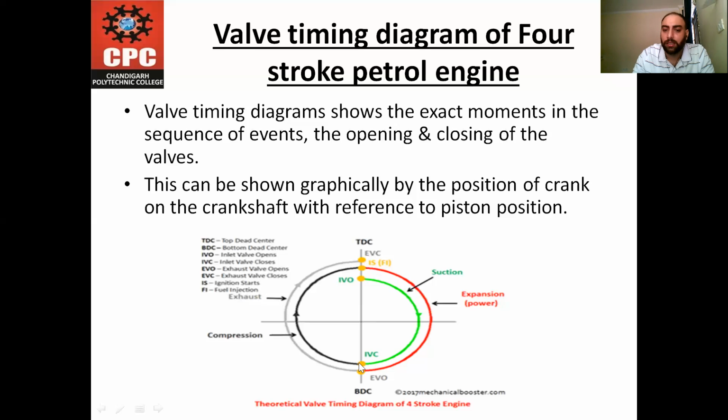Next, the piston moves from BDC to TDC position. So this is the TDC position. Then our charge is compressed and the crankshaft rotates 180 degrees. So this is the compression stroke.